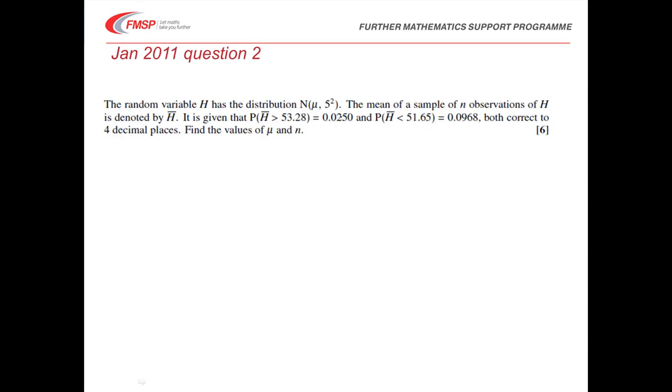Okay, so January 2011, question 2. We've got a random variable h, and we're told that it has a distribution, and we're not told what mu is, which is fine. The mean of a sample of n observations is taken and is denoted by h bar. We're told some information about h bar. Now we're told that this is normally distributed, so that's quite nice as well. So we know that if h is normally distributed, mu sigma squared, then h bar, the mean distribution, is normally distributed mu, sigma squared over n. Because that's how h bar is done.